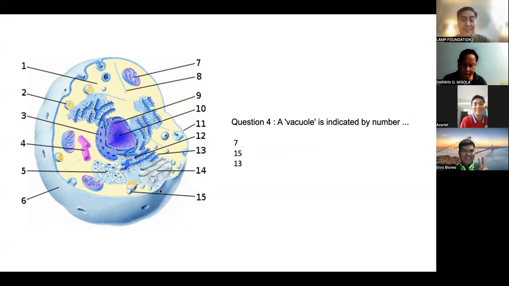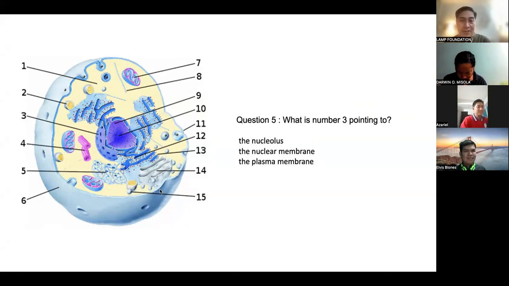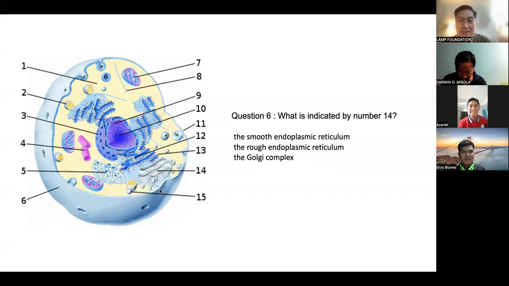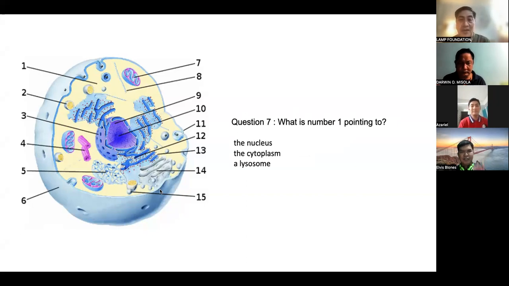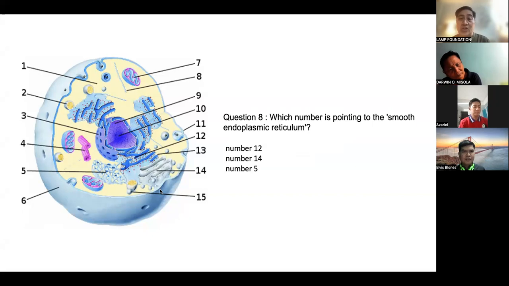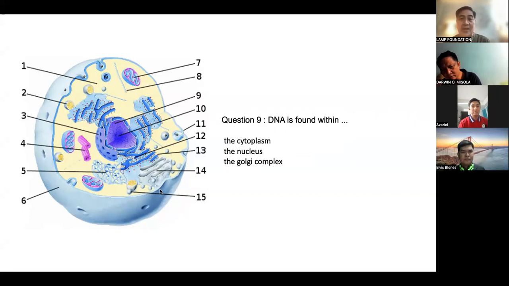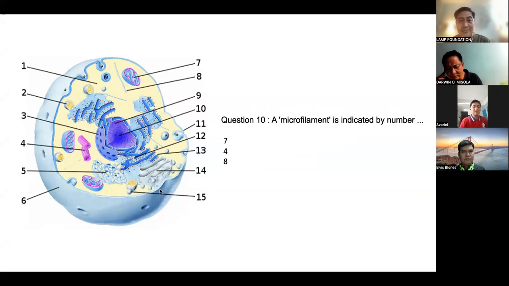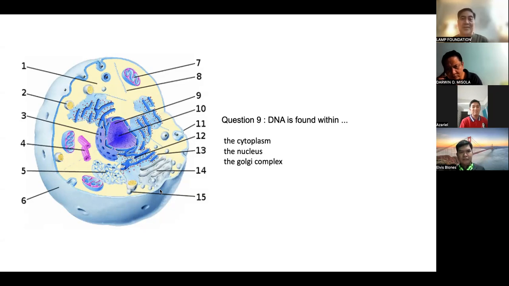It's 2. Okay. 15. What is number 3 pointing to? What's your answer? What is indicated by number 14? Okay. What is number 1 pointing to? Okay. Which number is pointing to the smooth endoplasmic reticulum? DNA is found within? Oops, no. No. Wrong answer. Yeah, okay. You have 2 mistakes.